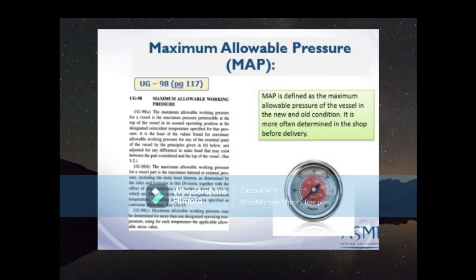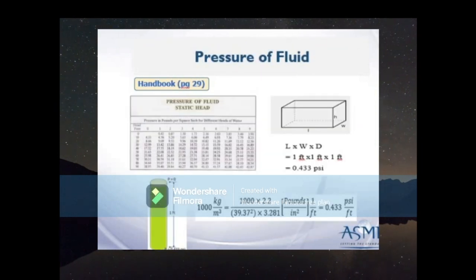Maximum allowable pressure, MAP. Part UG-98 established the requirement for maximum allowable pressure. The term MAP is often used. It refers to the maximum permissible pressure based on the weakest part in the new, uncorroded, and cold condition, and all other loadings are not taken into consideration. The MAP is defined as the maximum allowable pressure of the vessel in the new and cold condition.